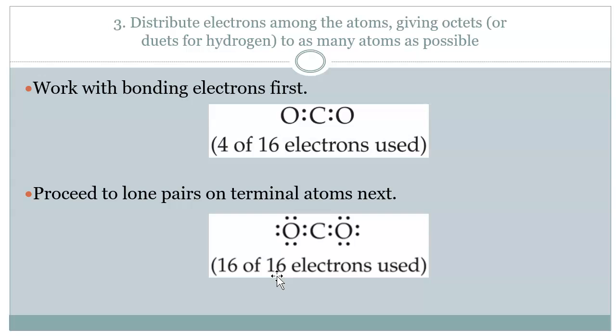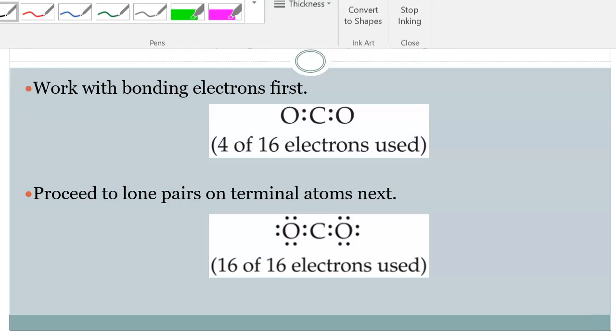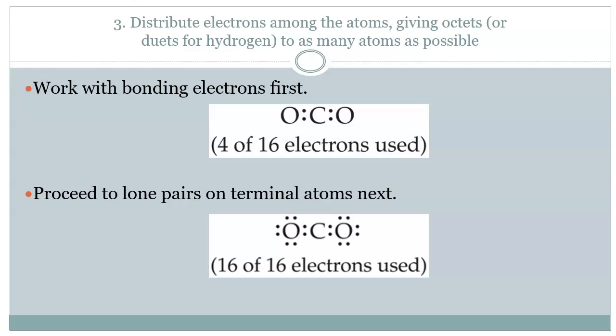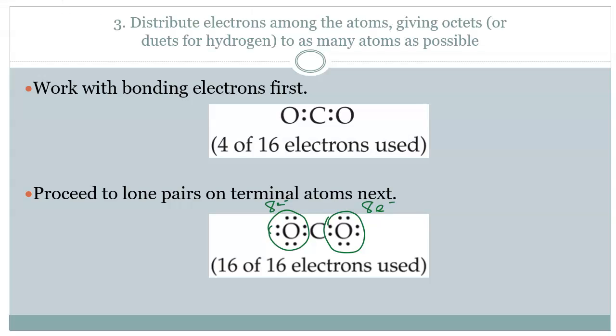However, we have to go back and make sure that each atom has an octet. So if we count around oxygen, what we find is that we have 8 electrons around this oxygen, so it's happy. And we have 8 electrons around this oxygen, so it is also happy. But if we count the electrons around carbon at this point, right now we only have 4 electrons. And so because of that, we need to make some adjustments.